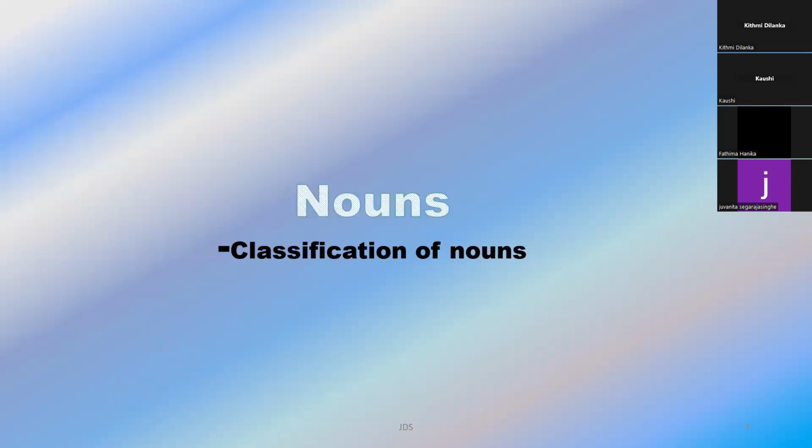Right. Then you come to the nouns, classification of nouns. So you don't have a standard classification when it comes to nouns. It's classified differently. There are several kinds of nouns. Just tell me some kinds of nouns that are found in English. Collective noun. What are the other nouns? Proper noun, common noun. Abstract nouns.